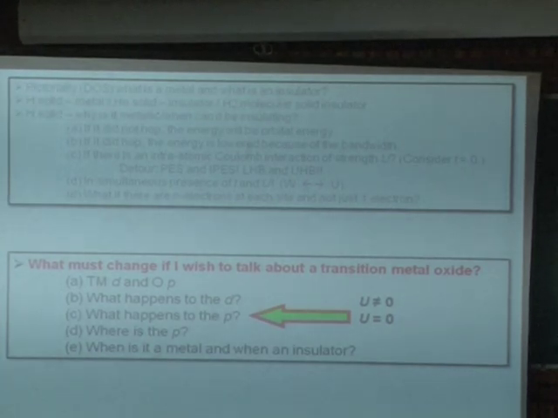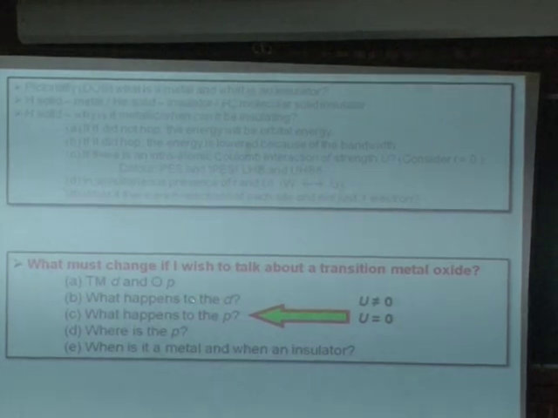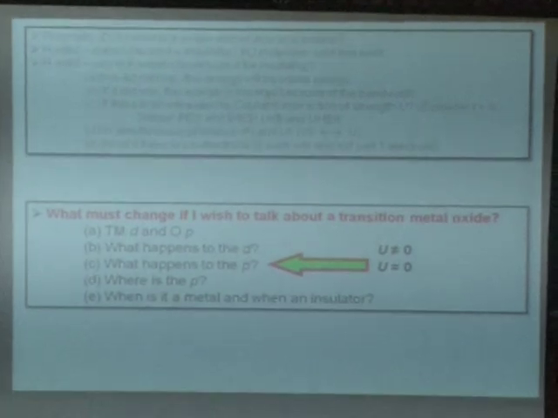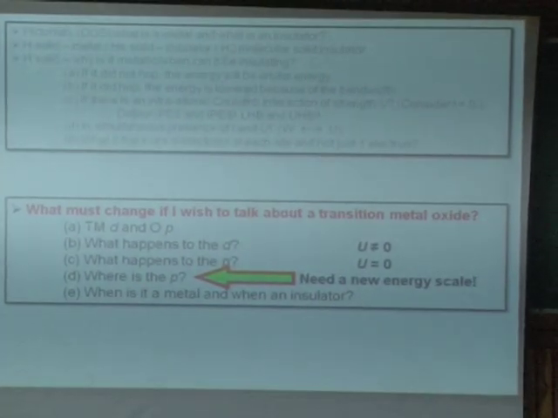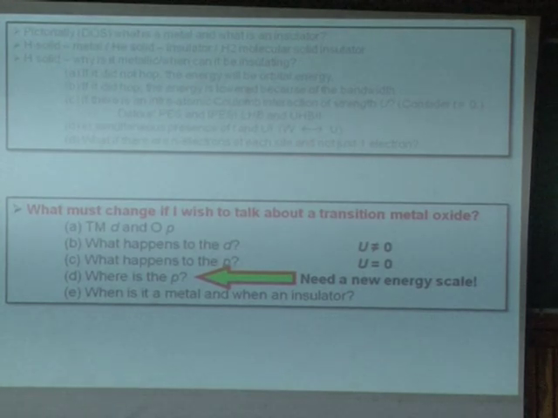But I need to ask a question. I've said that the D level, the epsilon D, or the epsilon, was the energy, but now that I have two levels, D and P, I have to ask, where is the P level with respect to the D level? Which means I need another new energy scale that measures the energy difference between the D level and the P level. This is the one that we call the charge transfer energy.